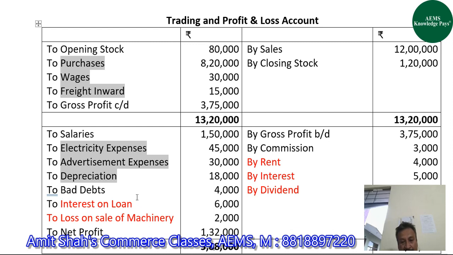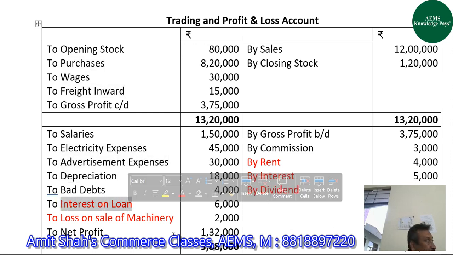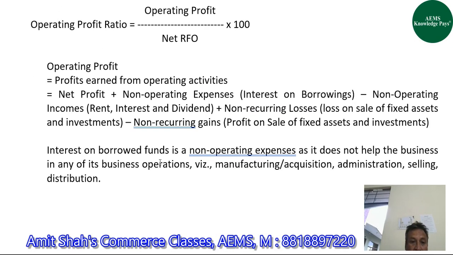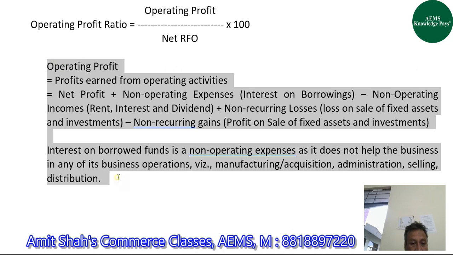Bad debts is a loss and it's a normal loss. So these, electricity, advertisement, depreciation, printing and stationery, traveling, and even the commission that you pay to your agent, they all help you in your business operations. But this does not help you anywhere. I hope you have got me, guys. Note down this much all.